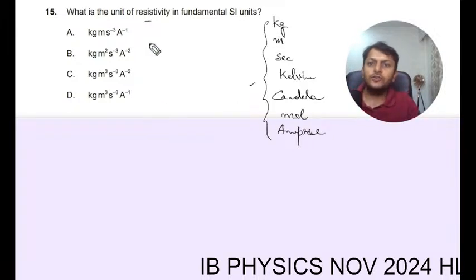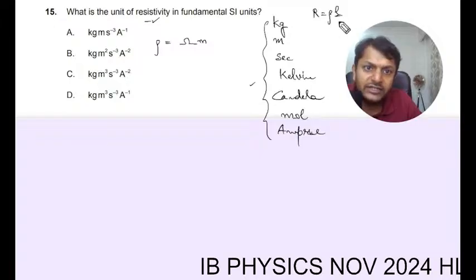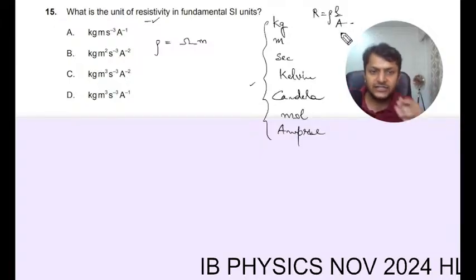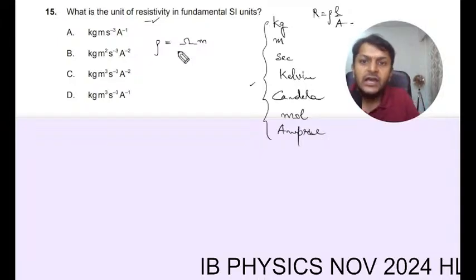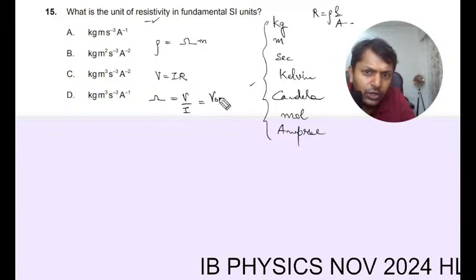So we have to convert the unit of resistivity into these fundamental units. Now what is the unit of resistivity? You must be remembering it is ohm meter, or you can even derive it from the formula: resistance is equal to resistivity into L by A. Now this ohm has to be broken down a couple of times. Ohm is resistance. How many formulas do we know? Only one formula, V is equal to IR. So ohm is equal to V divided by I, and the unit is volt divided by ampere.